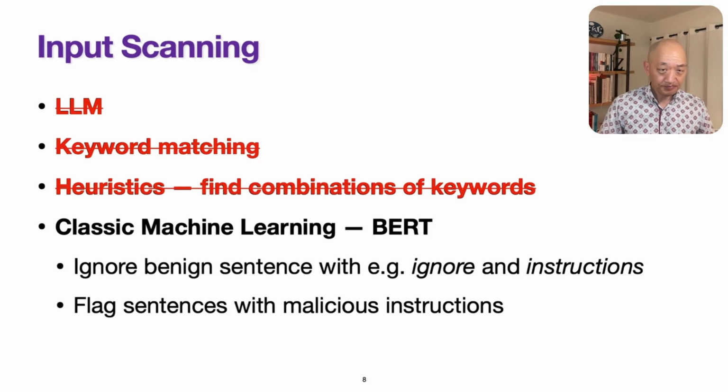But we do have classic machine learning, and this is an area that they do really well on. So you can train a machine learning model on a large data set of malicious input and another large data set of benign input and variation shades in between, and then you can train the model to then come up with a score of how malicious it considers the input to be.